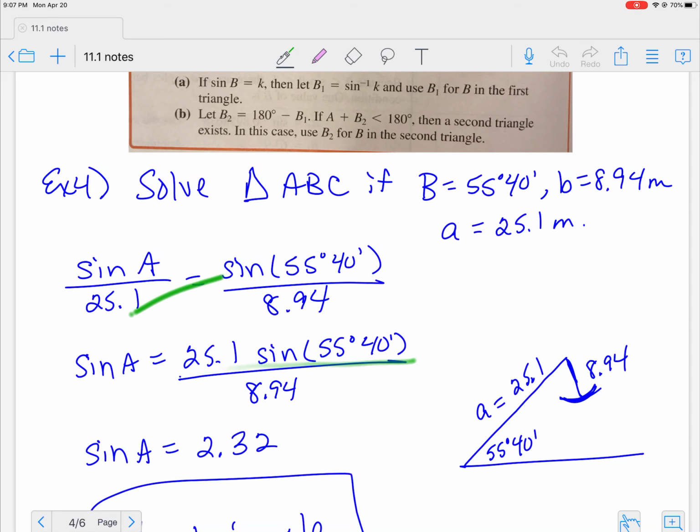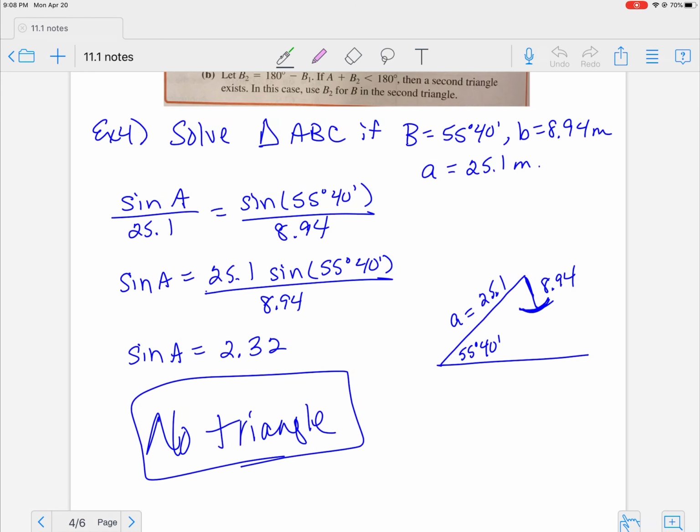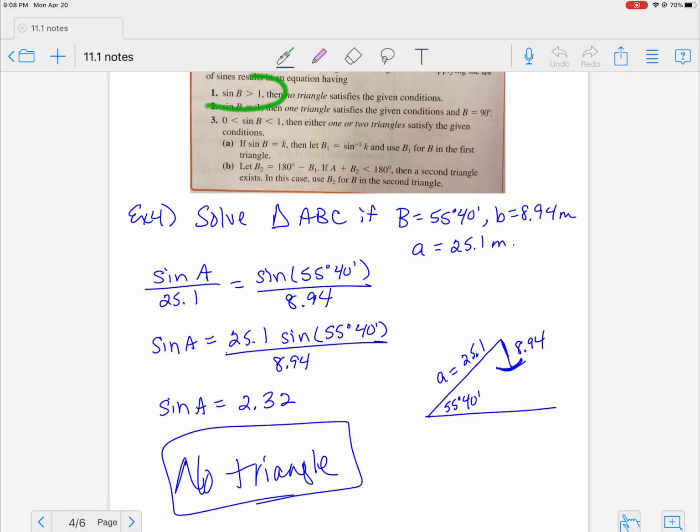So 25.1, sine of 55 degrees, 40 minutes. Divide that out. Sine of A, is there any possible way it could be a 2.32? No. So the first thing that you're looking at here is, what is this value? And if it's something that is above 1, first criteria, then there is no triangle.